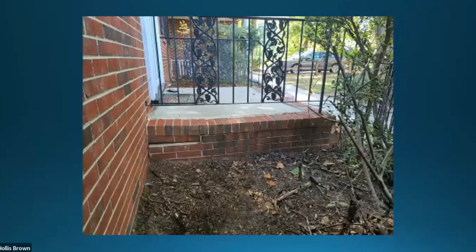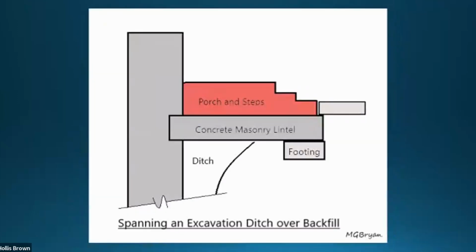Here's a porch, same way. They just poured a concrete footing up to the house, but didn't bear into the masonry. And so because it's not a compacted backfill, it sunk. About the only way around that is this: take a concrete lintel, lay it on a footing that is on undisturbed soil or very well compacted backfill, and then bear it into the building itself.